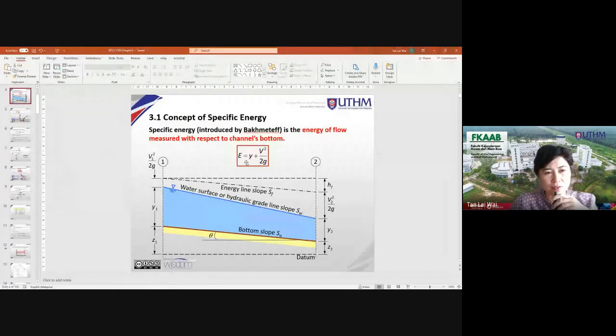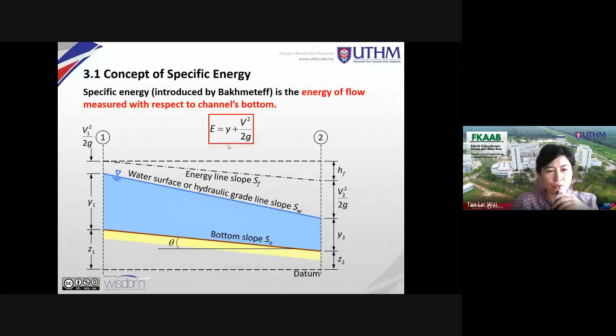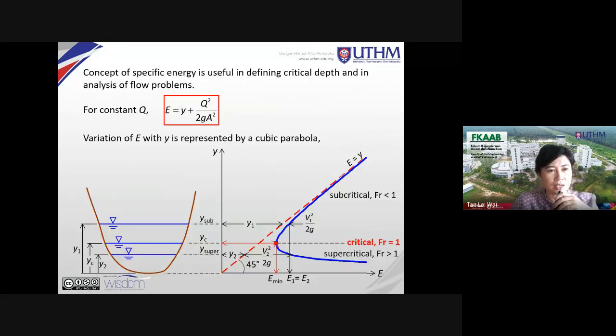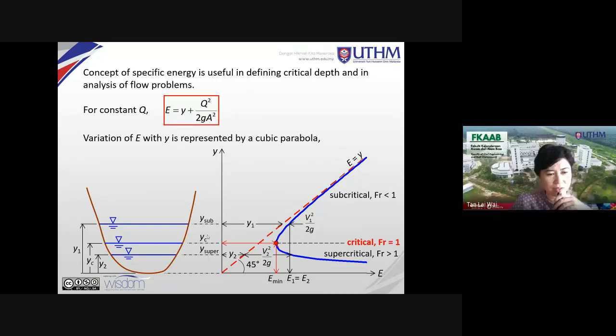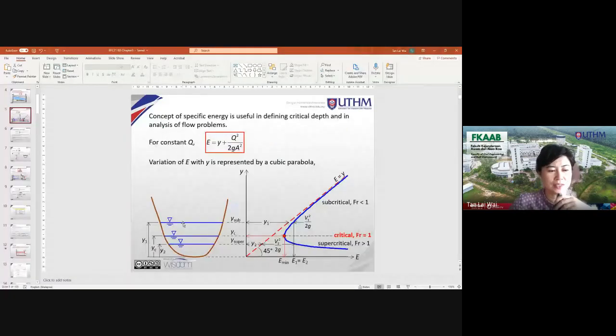We have studied the concept of specific energy, which is measured from the channel's bottom. Therefore, specific energy is the depth plus the velocity head. And then this is the specific energy curve. It doesn't matter how you draw or where you put your specific energy and depth of flow, on which axis you put it. However, it is easier if you put the depth of flow on the y-axis, because it represents the depth of flow itself.